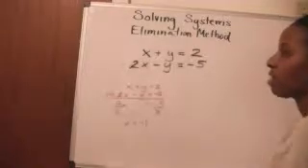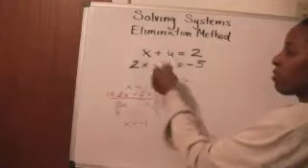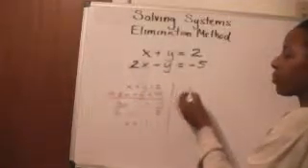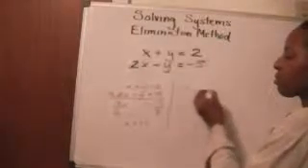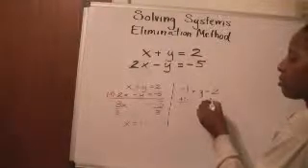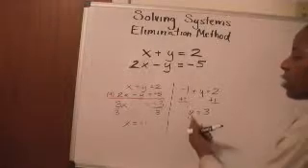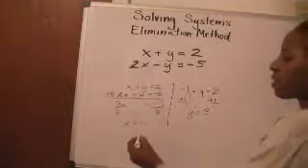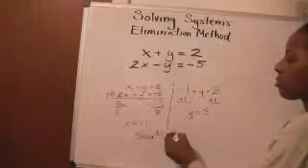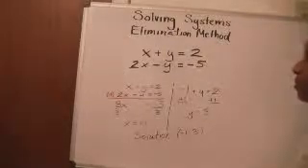What do you do once you find the value of one of your variables? Plug it back into one of the originals. So I'm going to choose number 1. I'm going to add 1 to both sides. And I get y equals 3. So my final solution for this is negative 1, comma, 3.